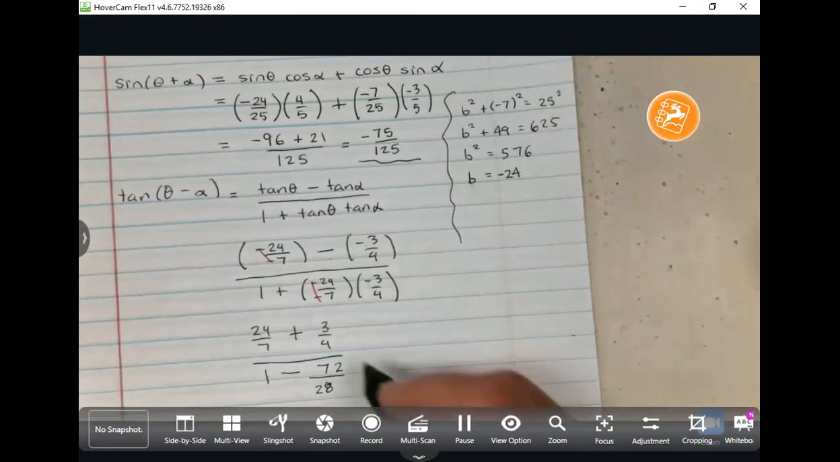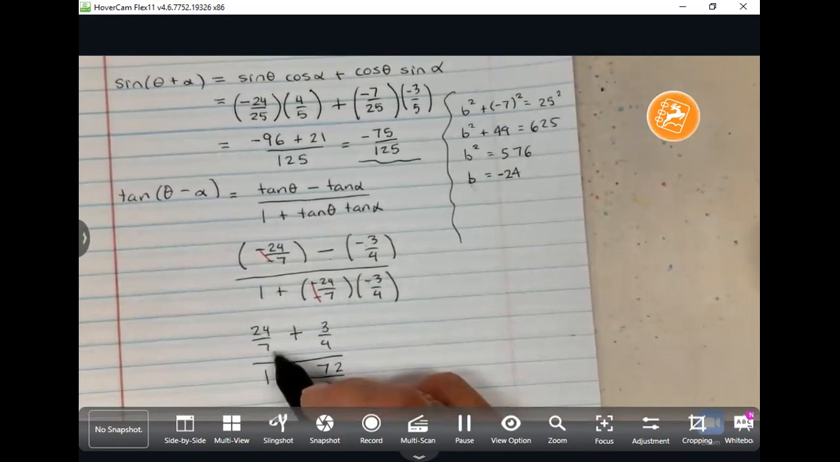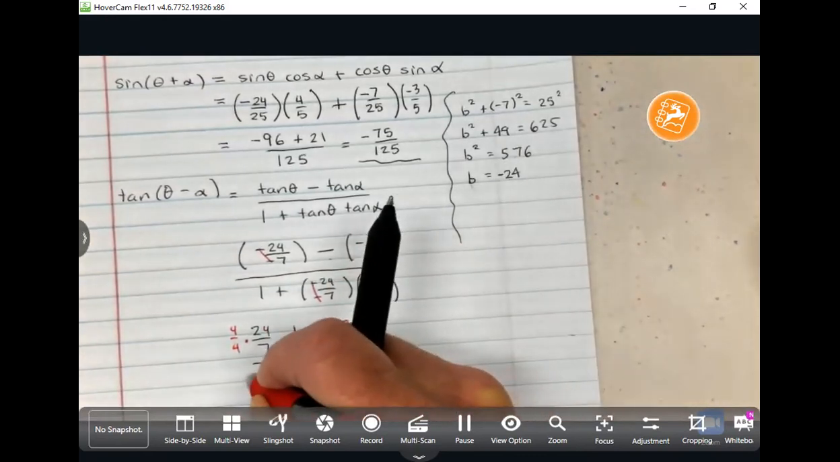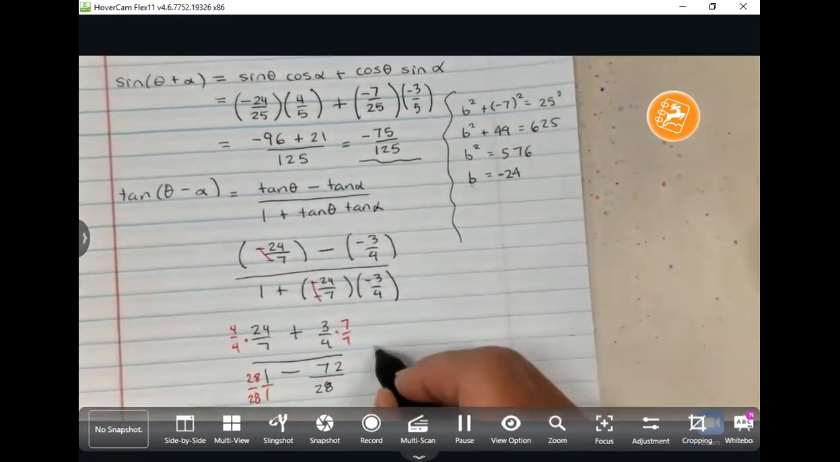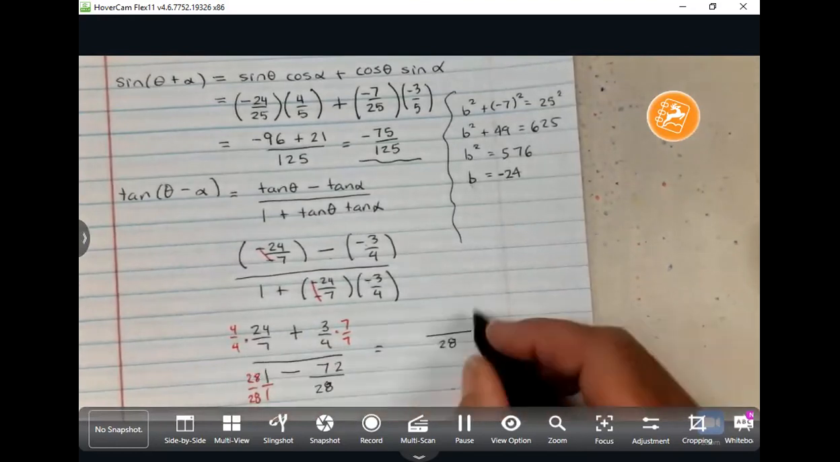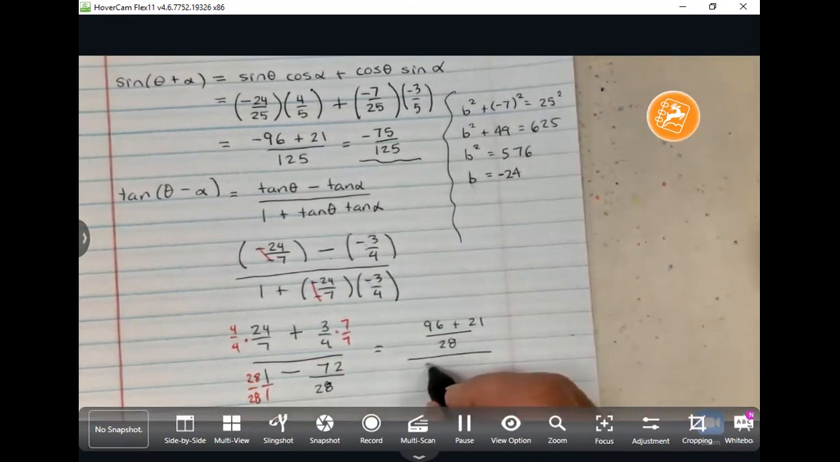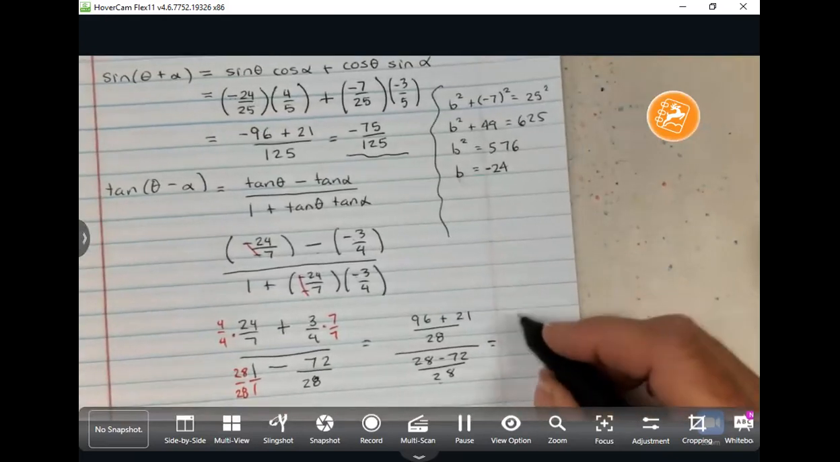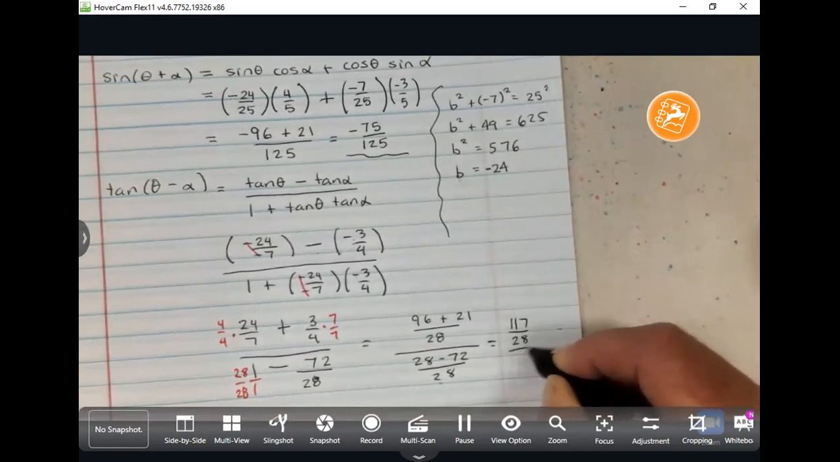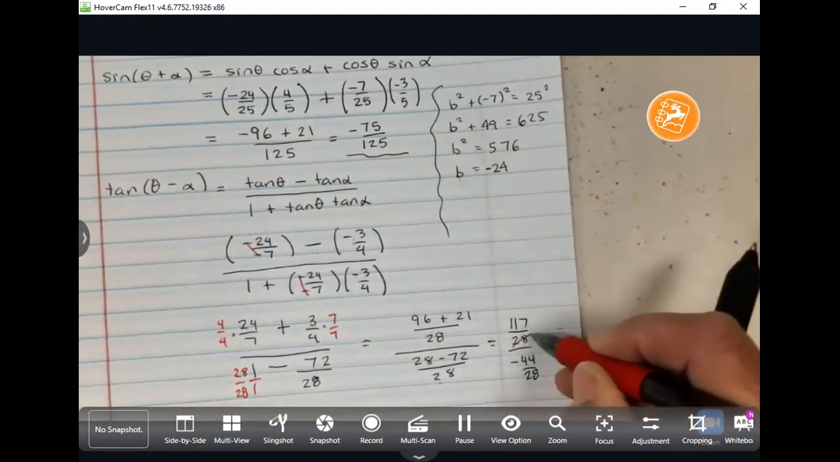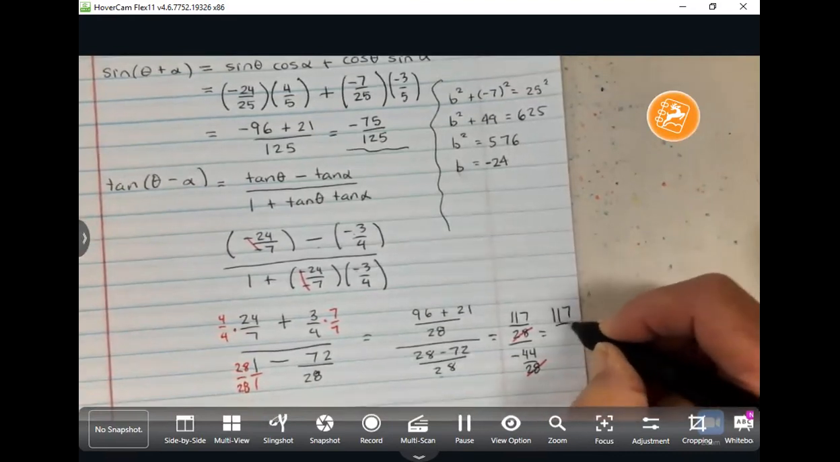You can stop anytime, but I'll keep going to get the answer in the note. I'm going to get a common denominator both on the top and the bottom. So the common denominator is going to be 28 everywhere. We'll multiply that by 4 over 4, that by 7 over 7, that by 28 over 28. So that's going to be over 28. 4 times 24. 4 times 4 is 16. That's 96 plus 21. Down here I have 28 minus 72 over 28. 96 plus 21 is 117. 28 minus 72 is a negative 44 maybe. And the 28s will cancel. And so our answer is 117 over negative 44.